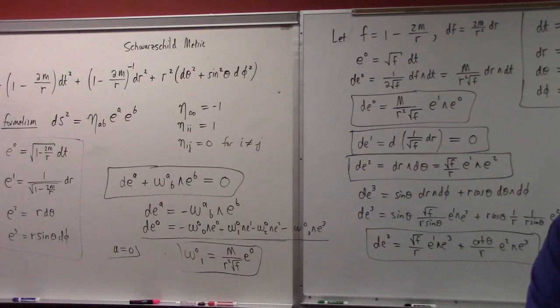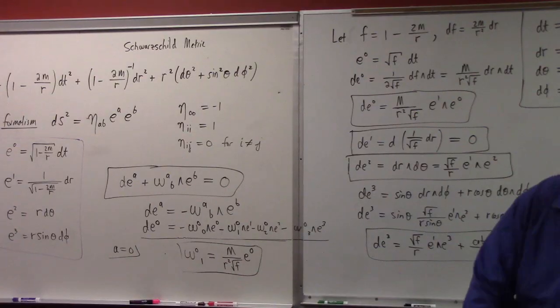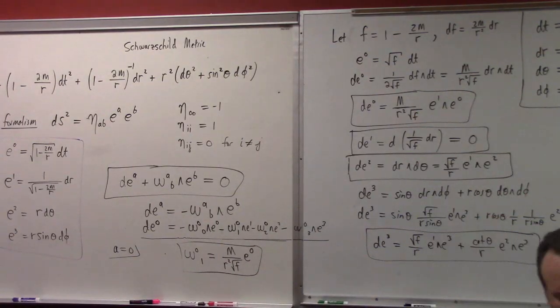Yeah, he's got DE0 as m over r squared f to the minus 1/2 dr wedge dt. But when he calculates DE0 in the tetrad basis, he somehow doesn't have the f. He's got DE0 as m over r squared E1 wedge E0. So when he converts to the E's, he doesn't have the f. How did that go? What is up with that?